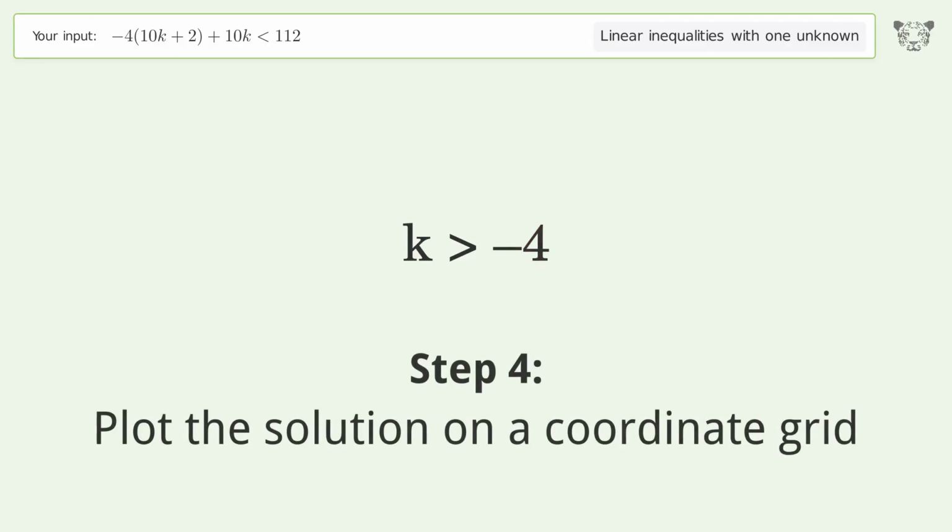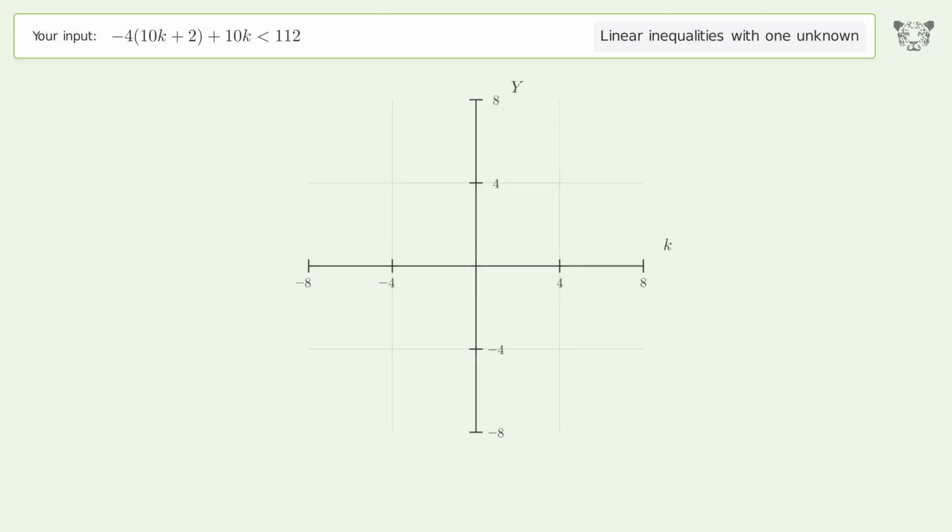Plot the solution on a coordinate grid. And so the final result is k greater than -4.